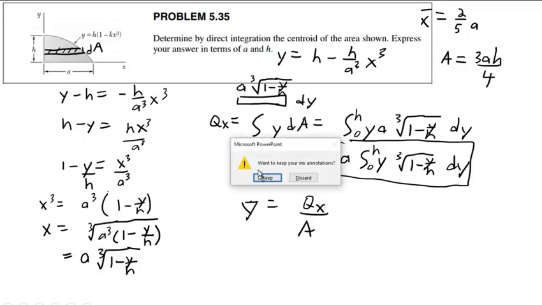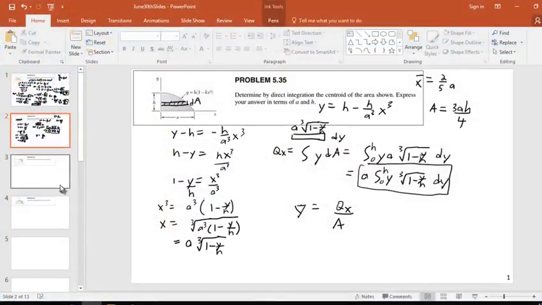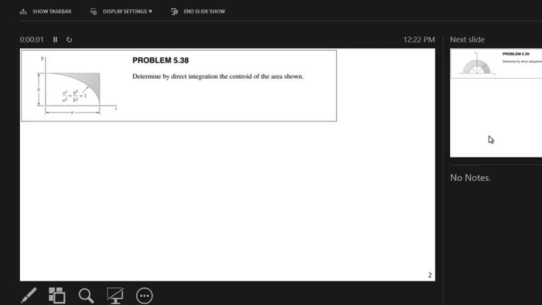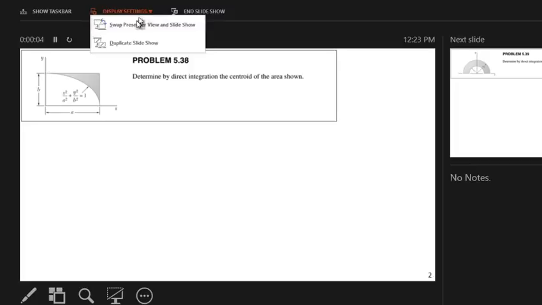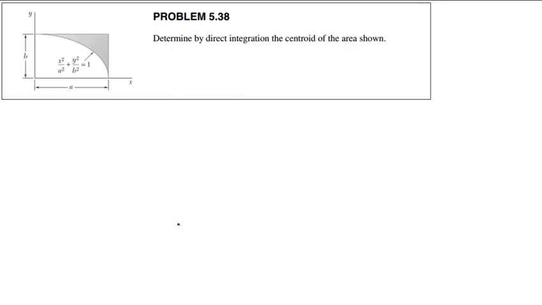Okay. So there's that. Let's look at this one here. All right, this is another one. So we have an ellipse. Oh, we want actually this region here. So this one's a little bit tricky.